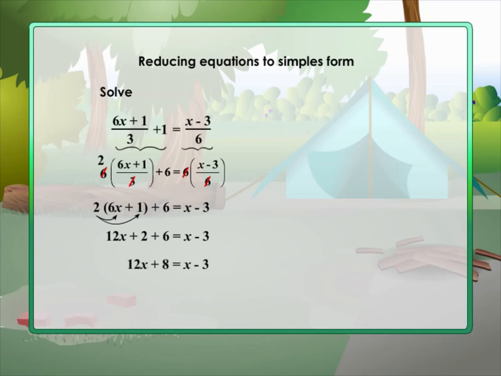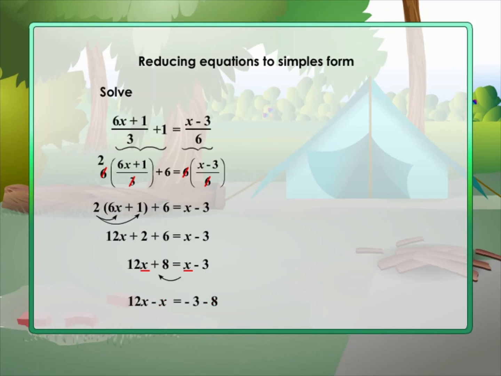Again, 12 into x plus 2 plus 6 is 8 is equal to x minus 3. Hence, we have 12x plus 8 is equal to x minus 3. This is a linear equation in one variable, having variables on both sides, so we need to solve it by the transposing method. Now take plus 8 to the right side, it will change as minus 8. Take x to the left side, it will become minus x.